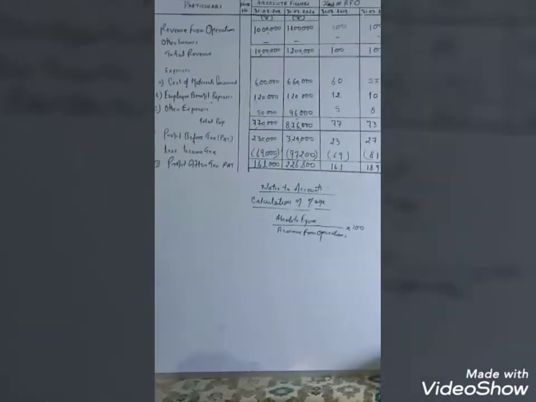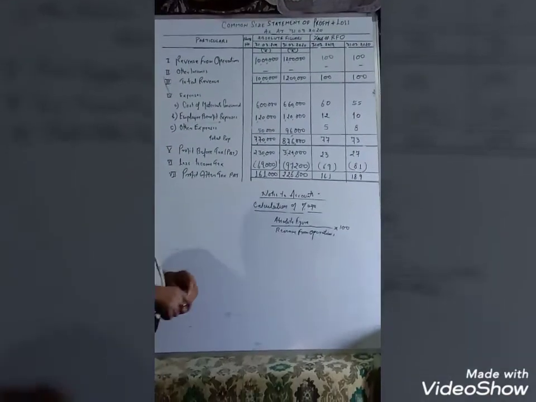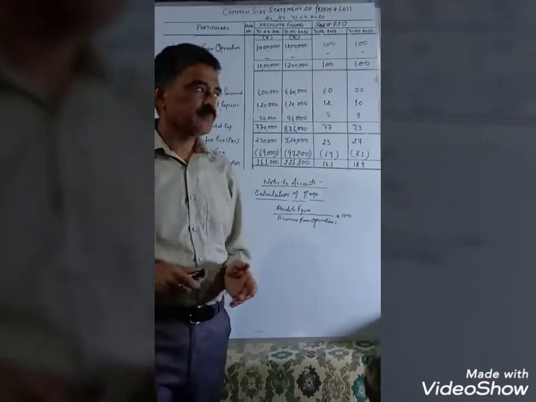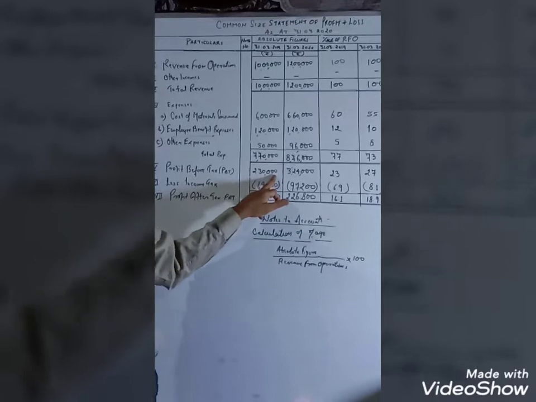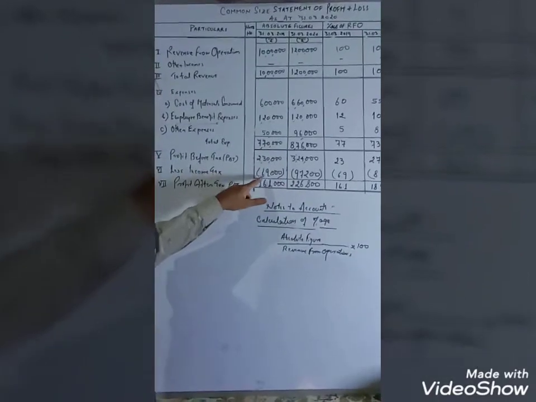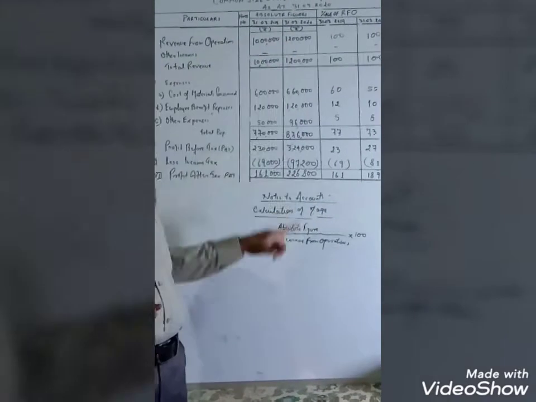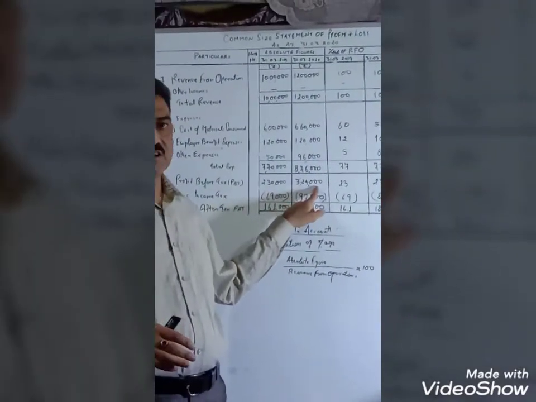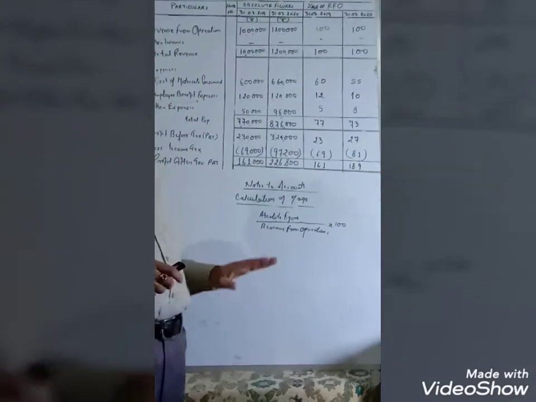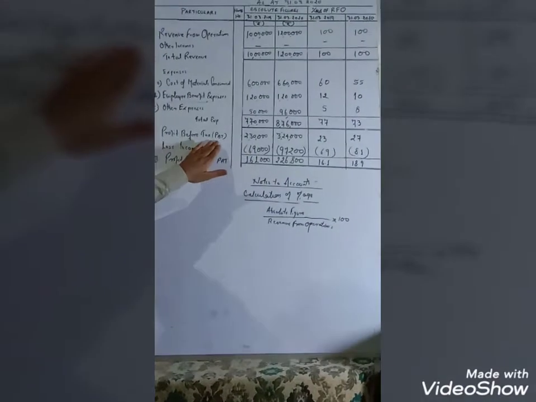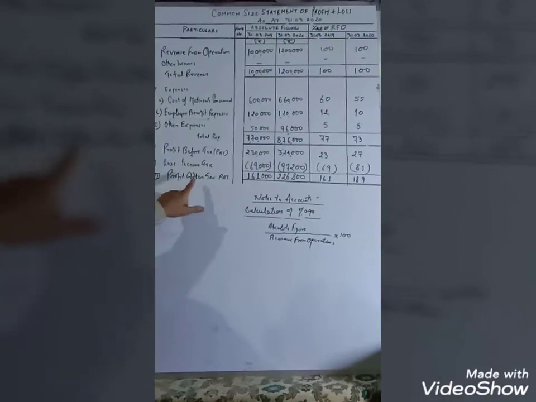Now we have been given in the problem income tax at the rate of 30% for both the years. So income tax for the year 2019 will be calculated on profit before tax, 2 lakh 30,000 into 30%. It works out to rupees 69,000. And for the year 2020, on 3 lakh 24,000 profit before tax, income tax at the rate of 30% will be 97,200. After deducting income tax from profit before tax, we arrive at the figure profit after tax, popularly known as PAT.